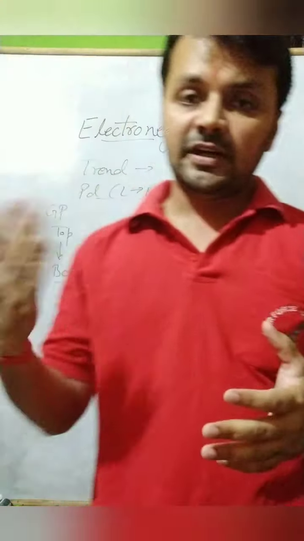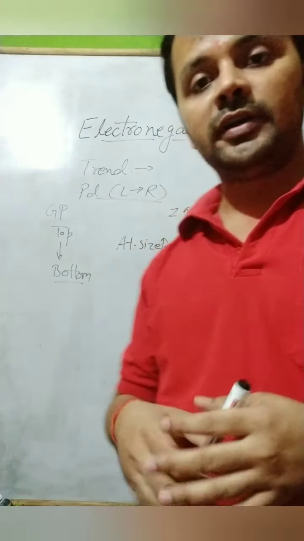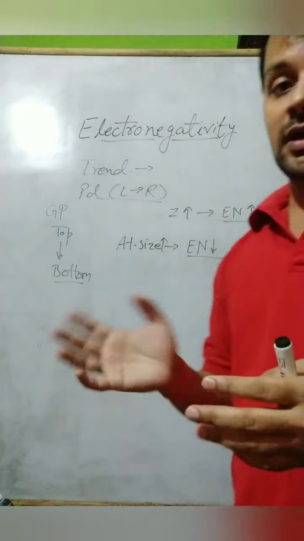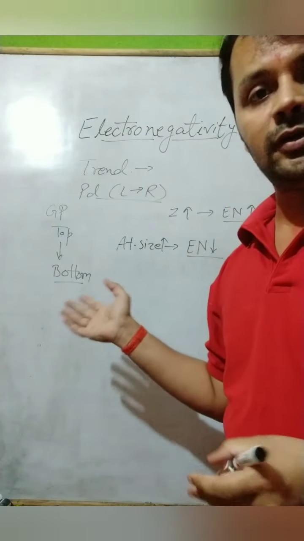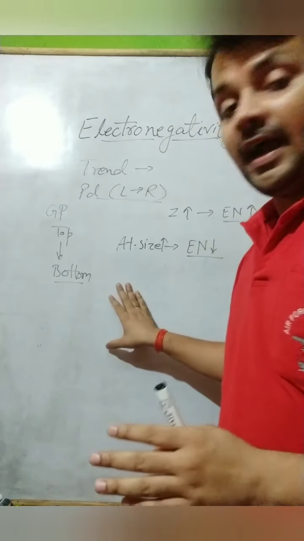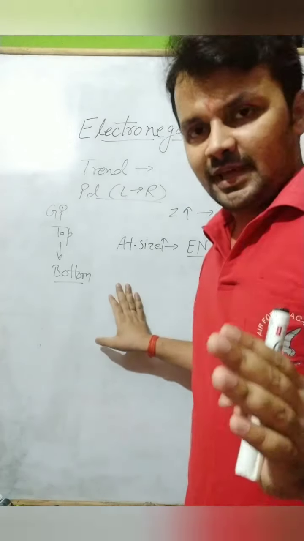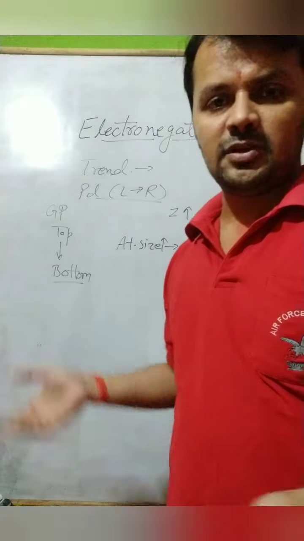Earlier we studied ionization enthalpy and electron gain enthalpy, and there were some exception cases. But here there is a smooth trend of electronegativity through the periods and through the groups. There is no exception case here.